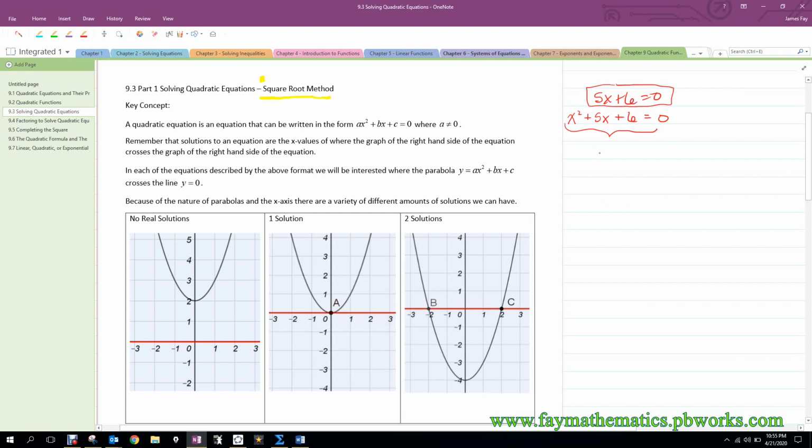However, the underlying concepts of the graphical approach are still the same for both types of equations, all types of equations. So that's kind of what we get down to right here. It says, remember that solutions to an equation are the x values for where the graph of the right-hand side of the equation crosses the graph of the left-hand side. I should say left hand.